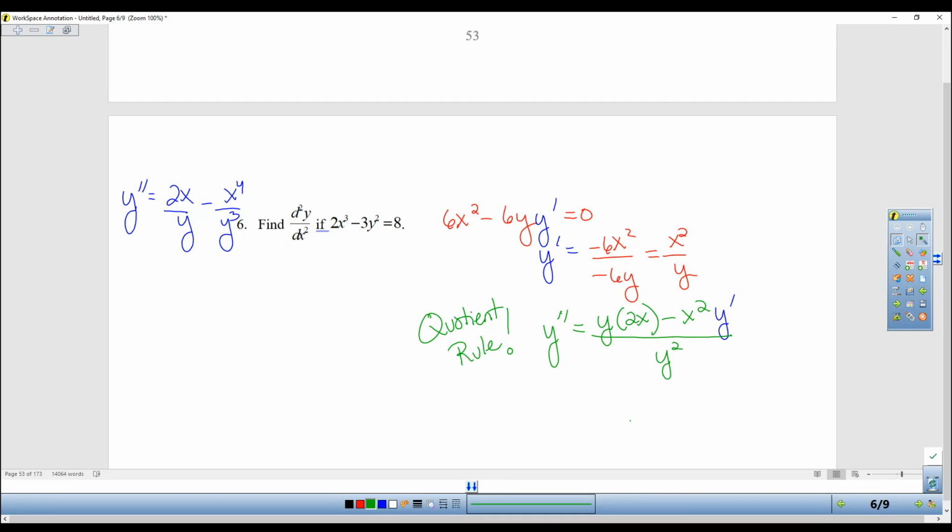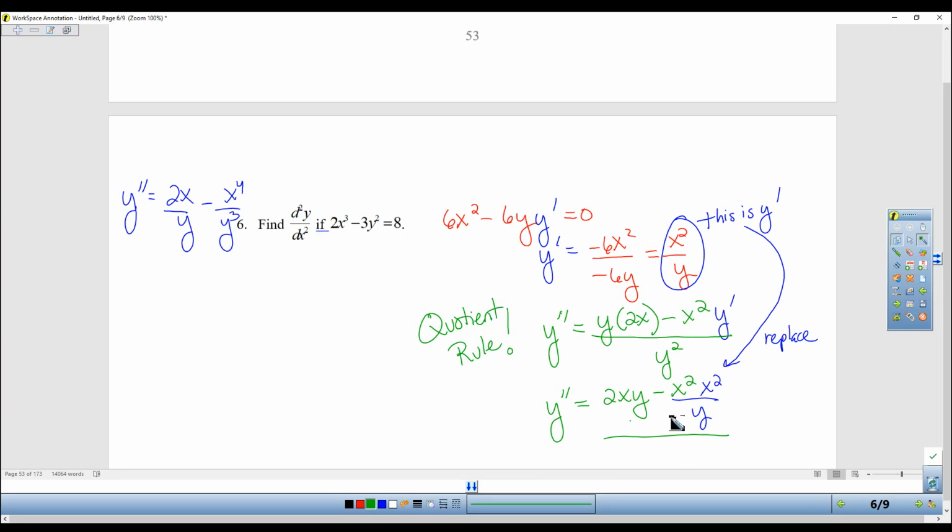Now here's the tricky part. You can't leave y prime in your answer. So I'm just going to simplify that. I'm going to replace y prime with x squared over y. This is y prime. So I'm going to replace it. That way I only have x's and y's in my problem, not y primes. I can't have y primes in my problem.